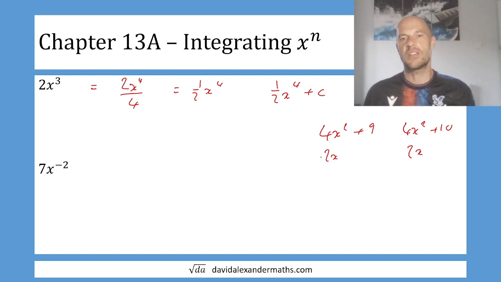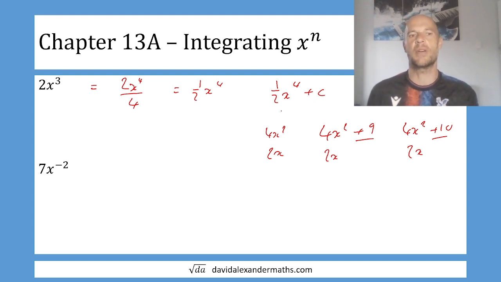So when we're integrating, how do we know that 2x is going to integrate to 4x squared? Or, in fact, 4x squared will just differentiate also to 2x. So how do we know that when we're integrating 2x, we're not going to 4x squared, or 4x squared plus 9, or 4x squared plus 10? We don't know what's going on here, so that's why we put on the plus c. Very easy to miss that bit off as well.